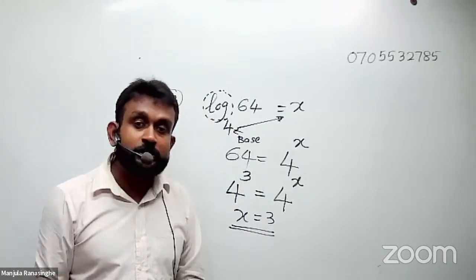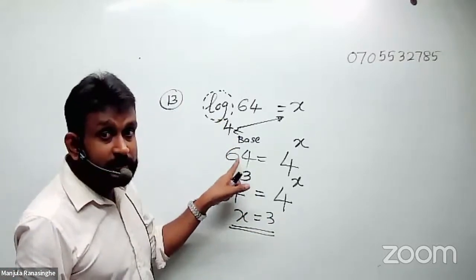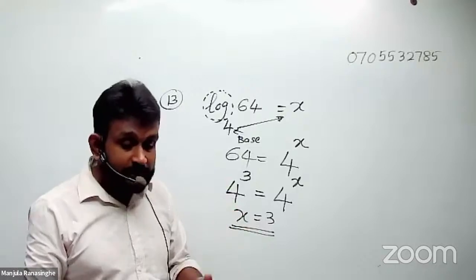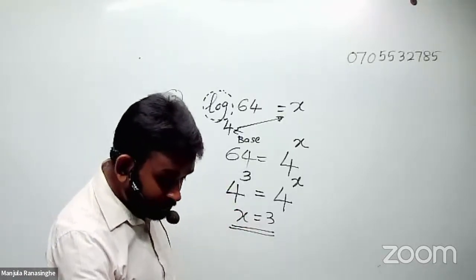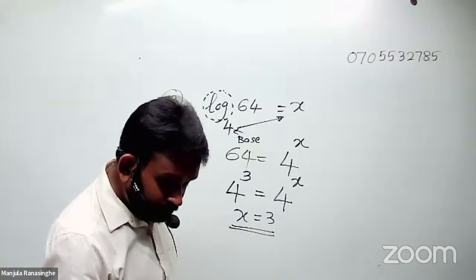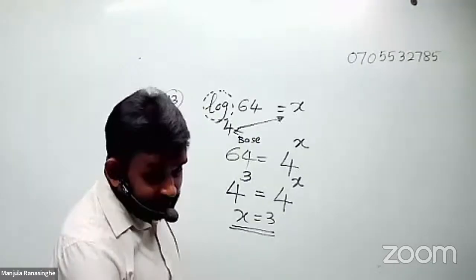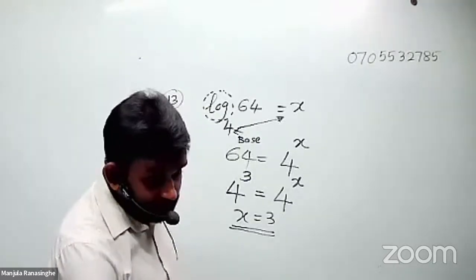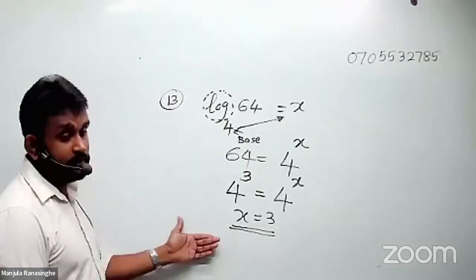First thing, you converted log to index format. Then for the index equation, make the same base to equate the indices. Right. Next we can move to question number 14. Understood? Any questions you can ask, right?